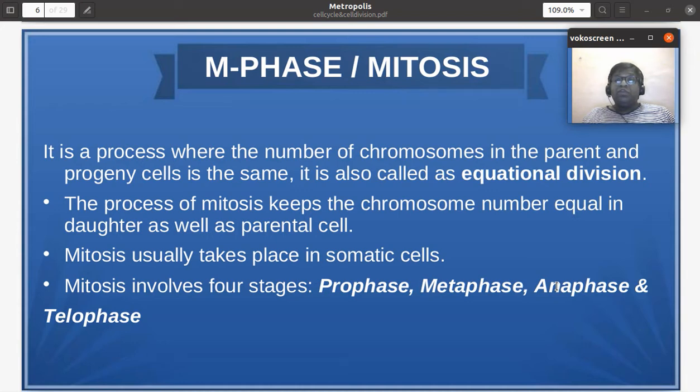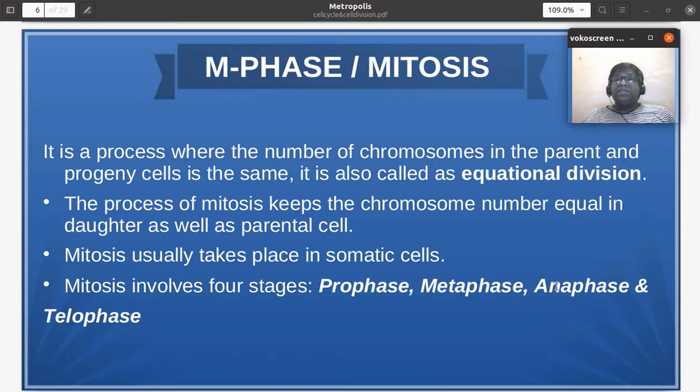For example, when a human cell undergoes mitotic cell division, the parent cell has 46 chromosomes, that is 2n equals 46, the diploid number. When it undergoes mitotic division, it forms two progeny cells or daughter cells, and each one has 46 chromosomes. There is no change in the ploidy level or number of chromosomes. That is the reason we call mitosis an equational cell division. The process of mitosis keeps the chromosome number equal in daughter as well as parental cells.